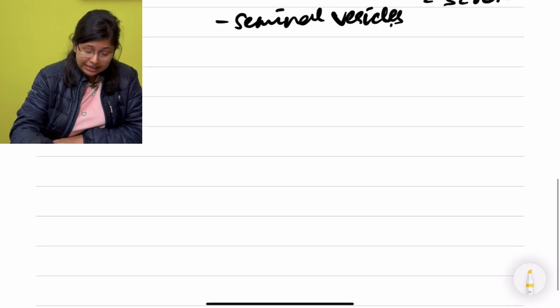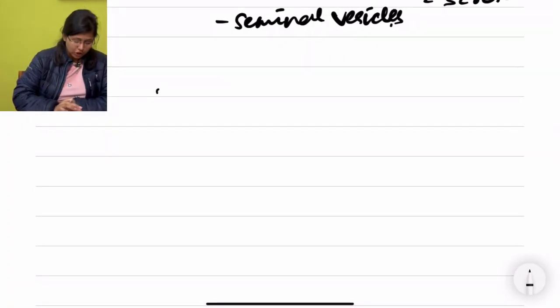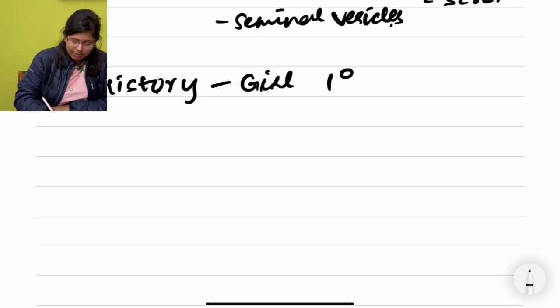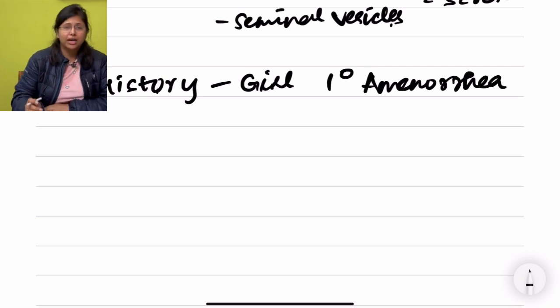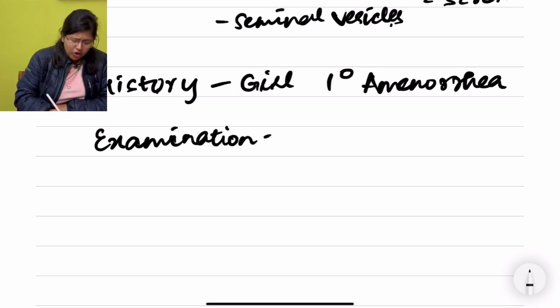Now coming to the clinical scenarios that can be given to you. Typically in the question you will have a history and an examination. The history will typically be that there is a girl who has presented with primary amenorrhea, she does not have periods. And when you examine the patient, there will be a lot of different things.